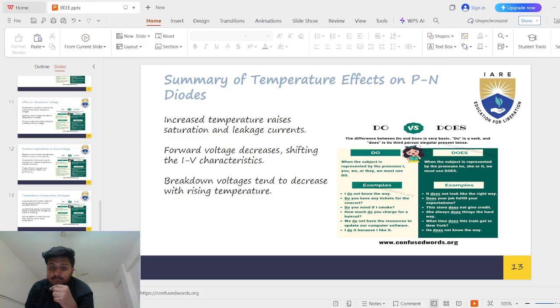Simple analogy. Imagine a dam holding water at normal temperature. Only a tiny trickle leaks through. When it gets very hot, more cracks appear, so more water leaks.